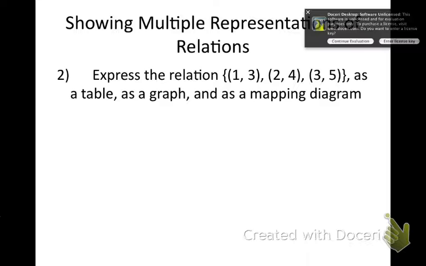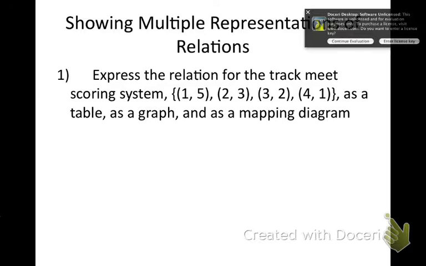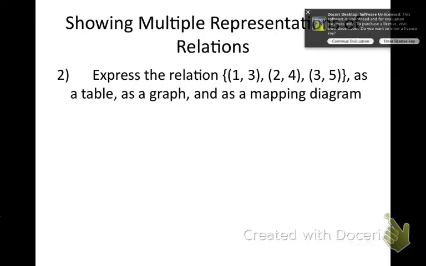All right, try this one on your own here. Make a table and a graph. If you have time, you can make the mapping diagram as well. All right, here we go.